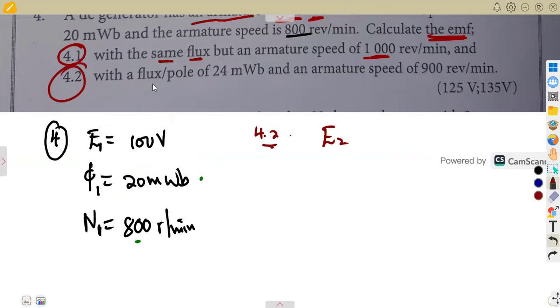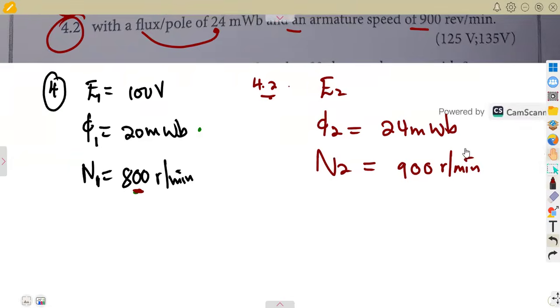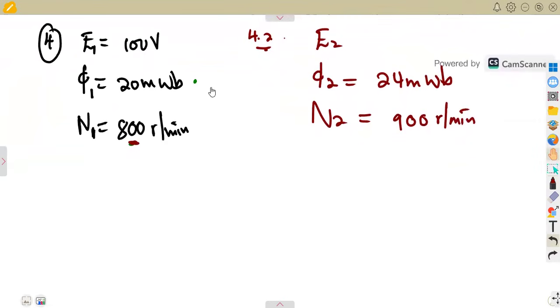But this time, the flux is 24 milliwebers, meaning it is no longer the same as what we had previously. And the armature speed being 900, the speed is not even the same as what we are given in the previous section, because in the initial condition the speed is at 800, but this one, they're saying the speed is 900 revolutions per minute. This is the second condition. There is nothing that is the same from the initial condition. We do not have anything which remained the same.